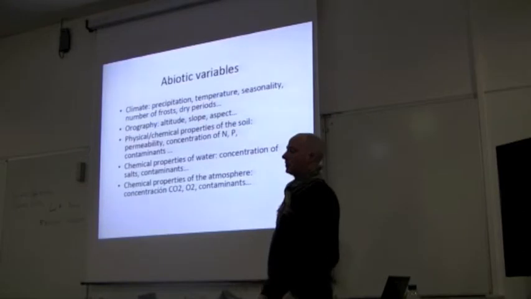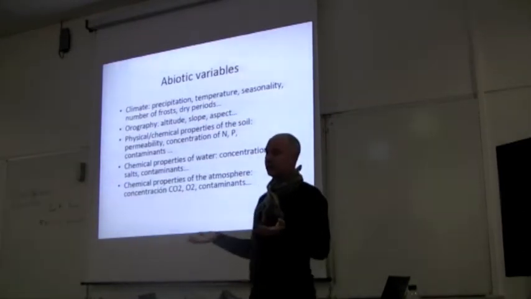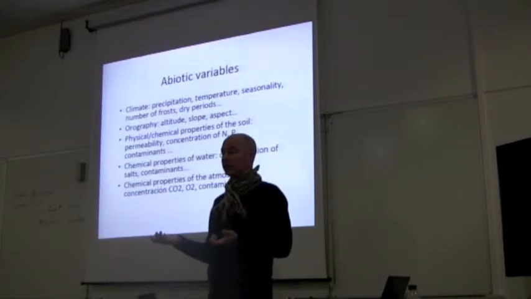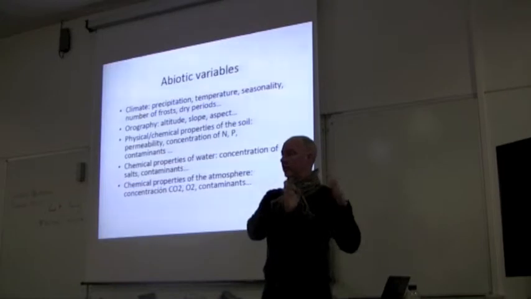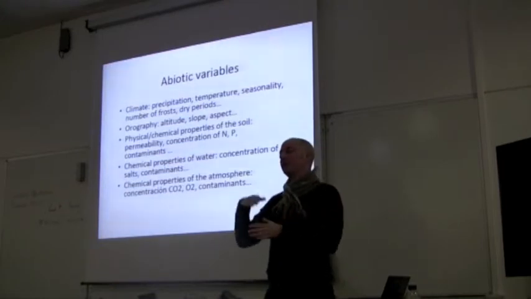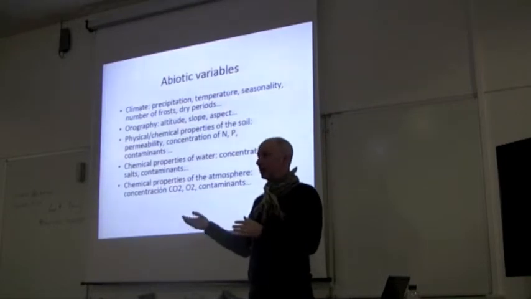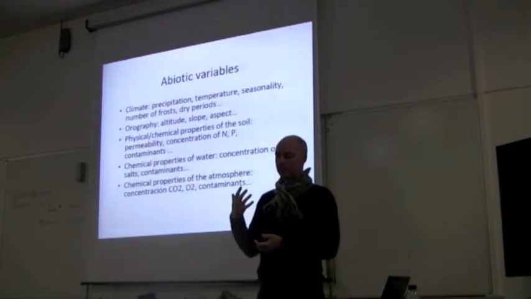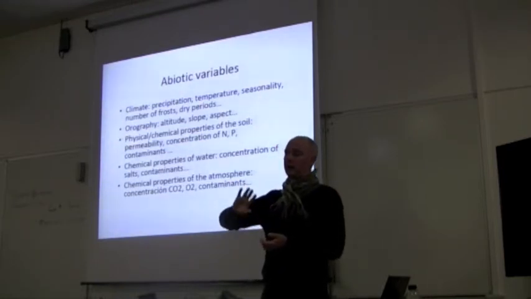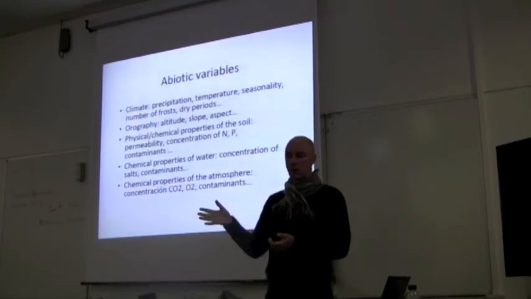And then for some aquatic systems, you have a completely different set of relevant variables, and Chris will talk later about variables for the marine environment. But if you're doing aquatic species on the terrestrial environment, then obviously you need to think about different kinds of variables than you would for a terrestrial plant that grows on dry soil, or a mammal that lives in a forest.